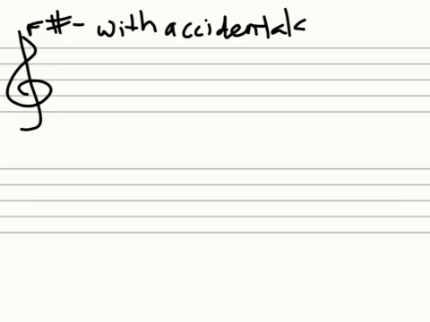We're going to write this scale using accidentals instead of a key signature. Okay, so if the question says use accidentals instead of a key signature. So F sharp minor with accidentals. So what note are we going to start on? F, or more specifically, F sharp.